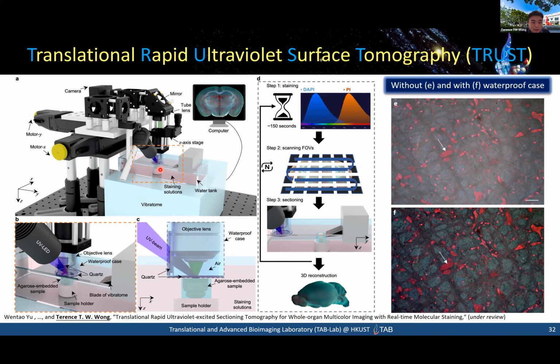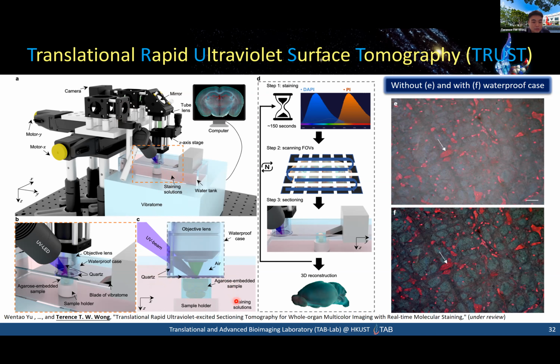If you look into the details, you can see that the tissue is embedded inside a, by the way, this is a Compresstome from the Precisionary instrument. We basically just incorporate our microscopes on top of it. The tissue is embedded in the tank, and the tank is not water. The tank is the staining solution, full of staining solutions.